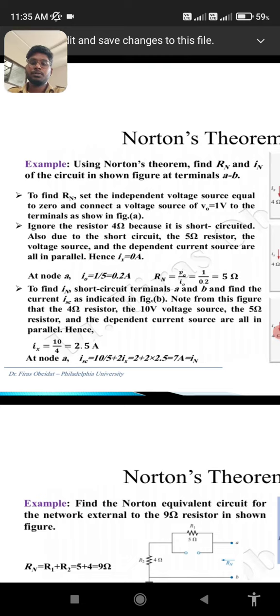To find In, short circuit terminals A and B and find the current ISC as indicated in figure B. Note from the figure that the 4 ohm resistor, the 10 volt voltage source, the 5 ohm resistor and the dependent current source are all in parallel. Hence, Ix is equal to 10 by 4 is equal to 2.5 amps. At node A, ISC is equal to 10 by 5 plus 2Ix is equal to 2 plus 2 into 2.5 is equal to 7 amps is equal to In.